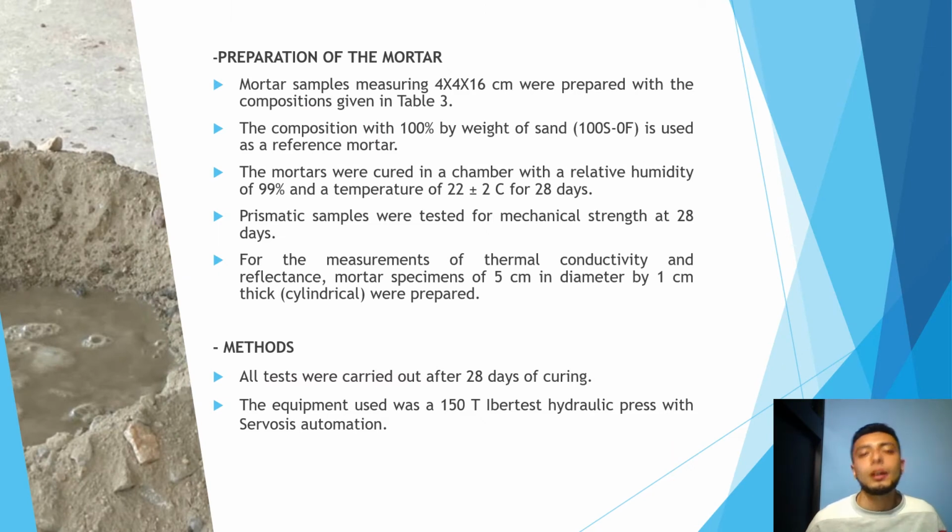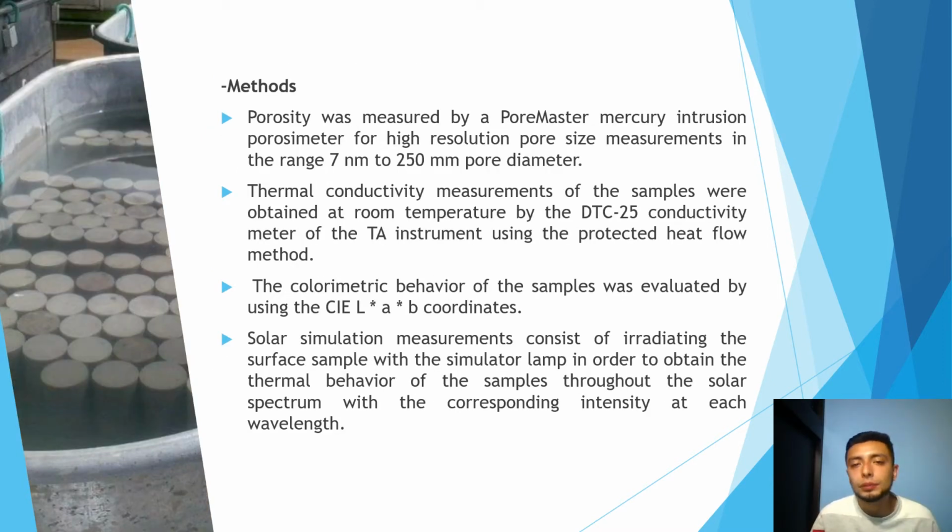Preparation of the mortar. The composition with 100% by weight of sand is used as a reference mortar. The prismatic samples were tested for mechanical strength at 28 days. Methods. All tests were carried out after 28 days of curing. The test used a 150-ton hydraulic press with servo automation. Porosity was measured by a mercury intrusion porosimeter for high-resolution pore size measurements in the range of 7 to 250 diameter.